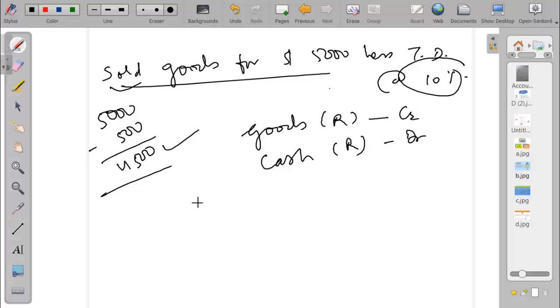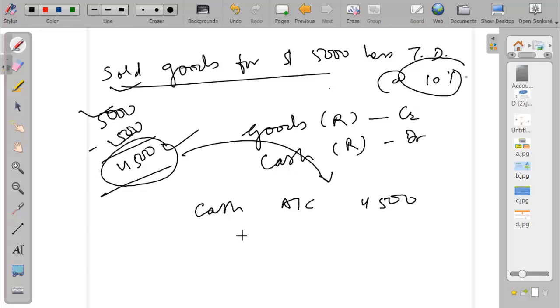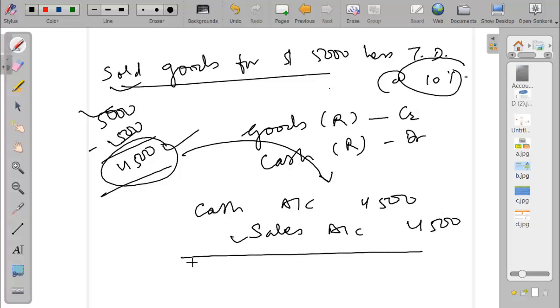Agree? Now see how I will record the entry. Cash account. First I will record the debit item. Clear? And tell me, shall I write 5,000 or 4,500 here? Yes, 4,500. I will not write 5,000. I will not write 500. With this net amount, I will record this entry. And in place of goods, I will write what? Sales account, because we are selling goods now. So that's why this nickname we will use, sales account.